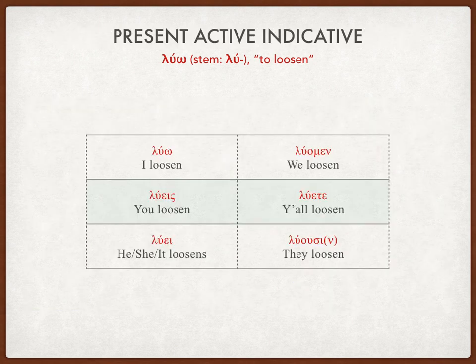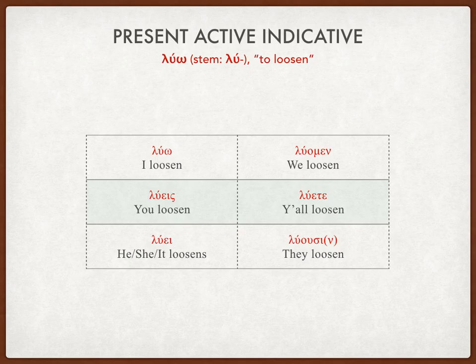So, in the present tense, active voice, indicative mood, the present active indicative of luo looks like what you see here. This is a typical chart that you're going to see a lot this semester, and this is the type of thing you can expect to see on a quiz.